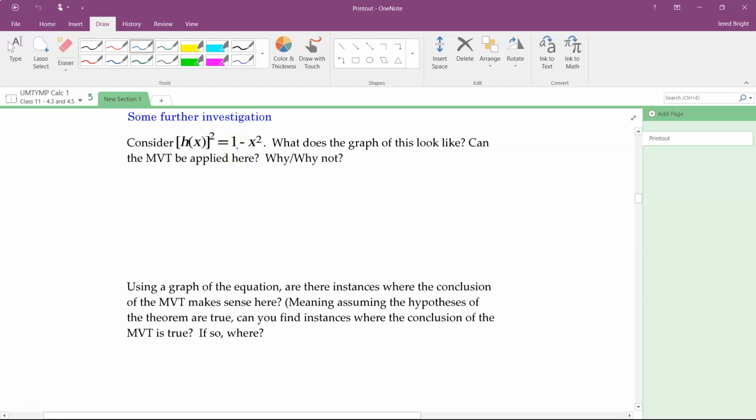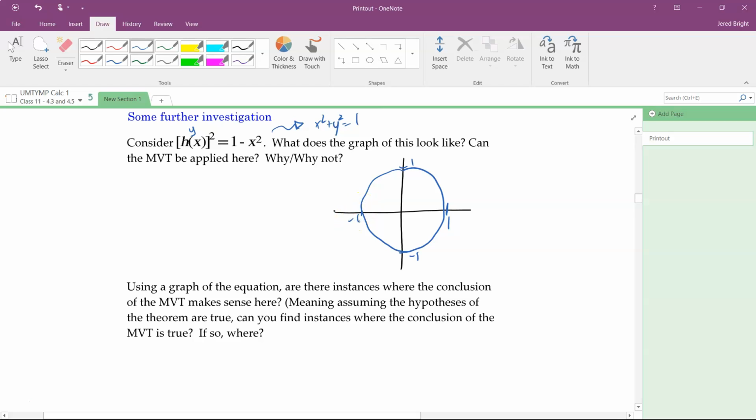What does the graph look like? It's h of x squared is equal to 1 minus x squared. If you do a little manipulation and write y instead of h of x, this is really just x squared plus y squared is equal to 1, and that is the unit circle. So I'm going to do my best to draw a circle by hand. Sure, that's a circle. And so we go out a radius of 1 in all directions.